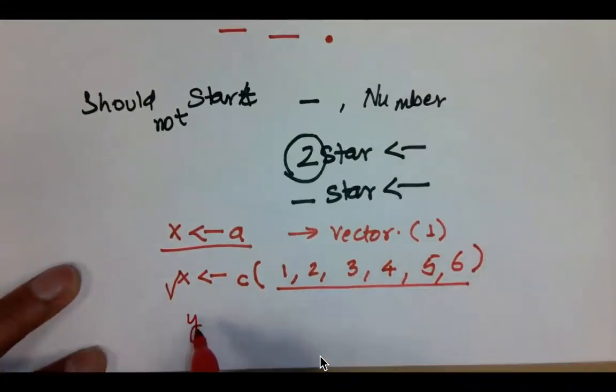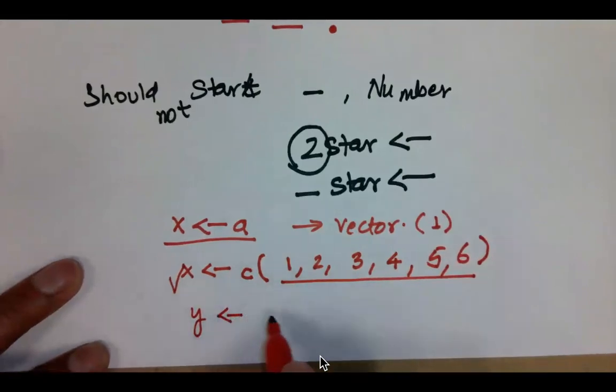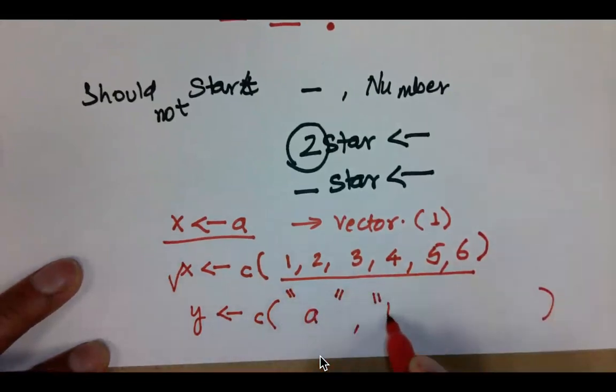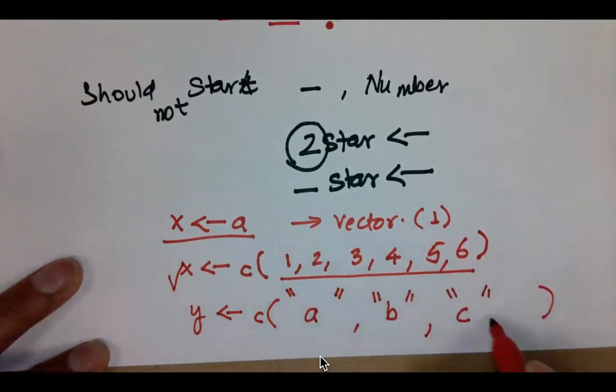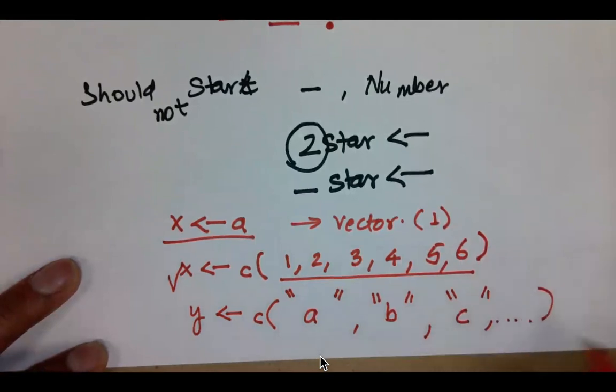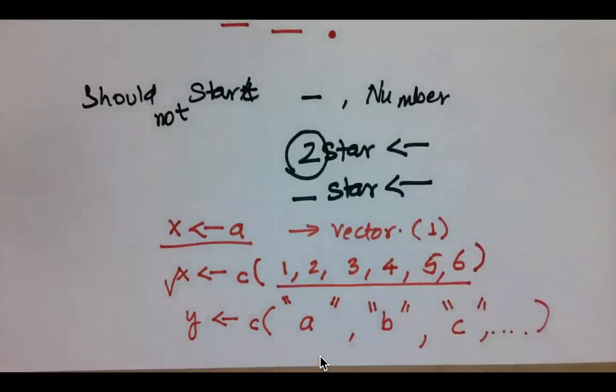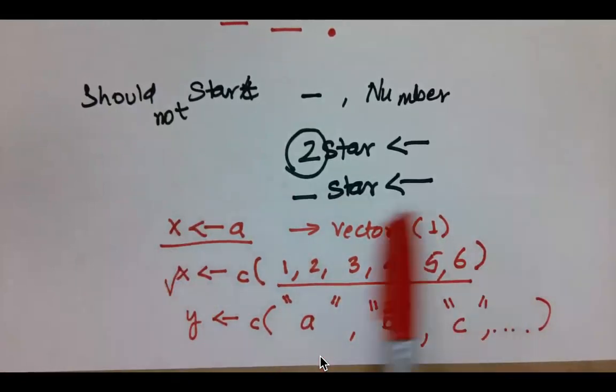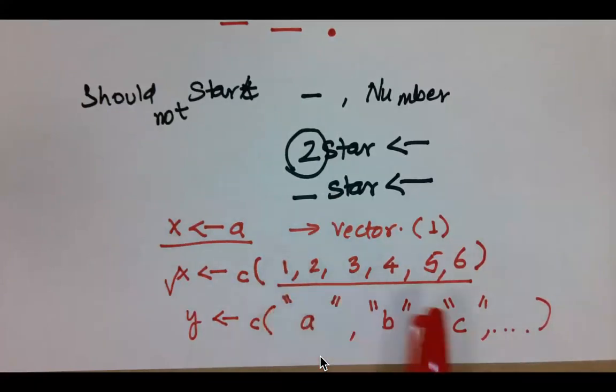Similarly, we can create a vector y, assigning the value the same way with c, and inside the parentheses you can have character values: a, comma, b, comma, c, and so on. You can have as many values as you want. The only requirement for creating a multi-element vector is that all the data must be exactly the same type. You cannot have a mix.